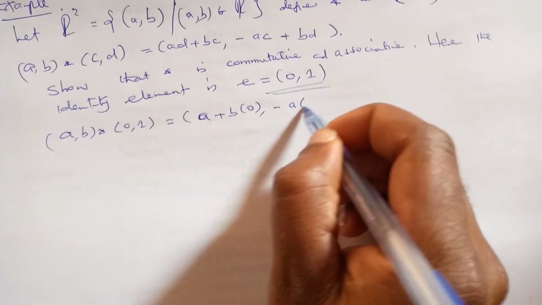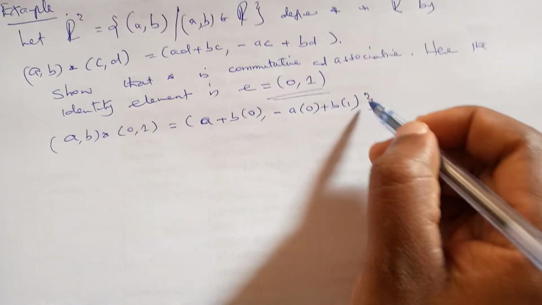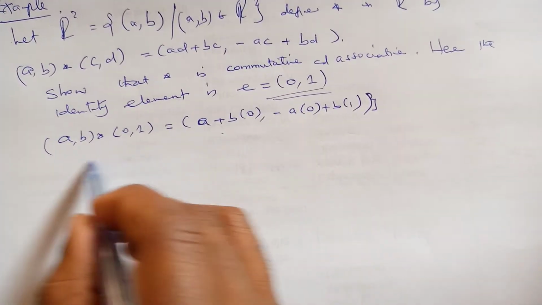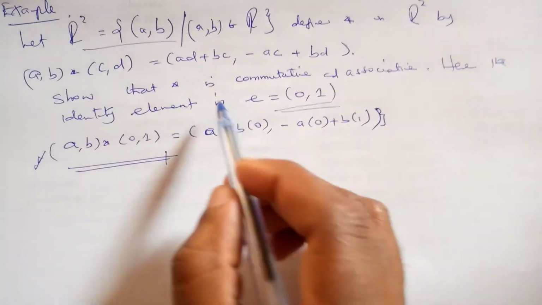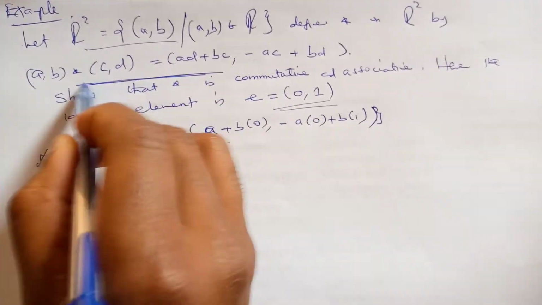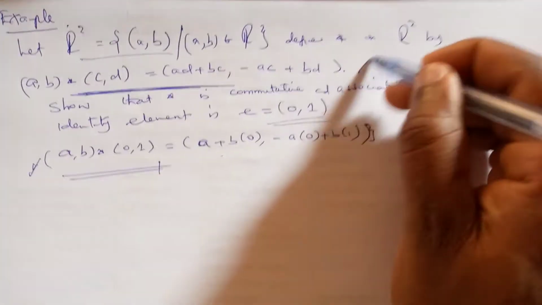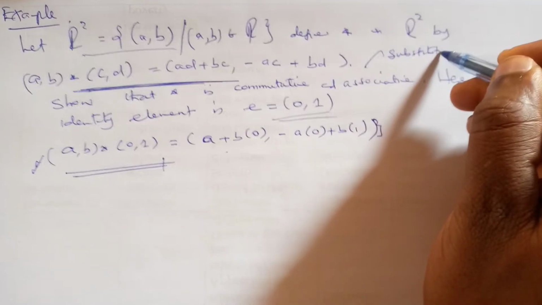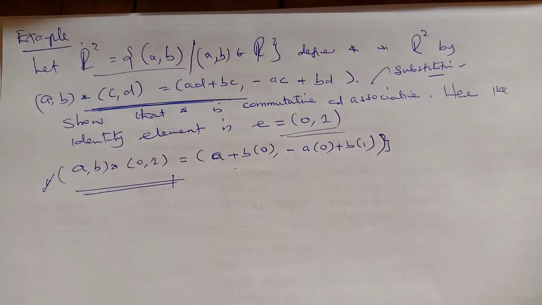we have (A, 0) plus (B, 1). Remember, this operation here, we are just following the definition and just doing direct substitution of what we know. So it's nothing to think deeply about.